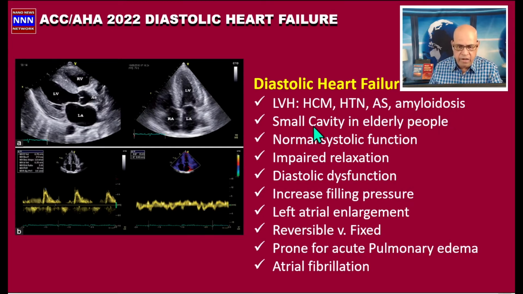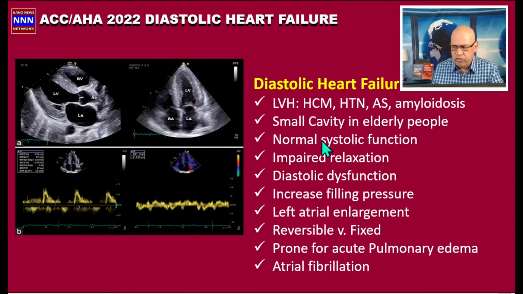Generally, in the elderly population, they not only have left ventricular hypertrophy, they have a concentric left ventricular hypertrophy. As a result, their left ventricular cavity becomes smaller and smaller, and any volume overload or any increase in salt intake can very quickly put these patients into pulmonary edema.